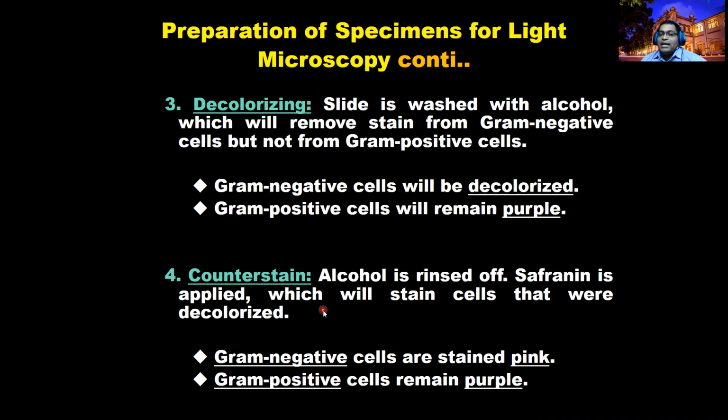If you are adding the safranin, the cell that had the dye removed accepts the safranin. The gram positive remains purple, and the gram negative will stain pink. It is pink because safranin is pink. The negative will accept it, and the positive will not accept it because it is already colored purple. So the pink color is an indication of gram negative, and the purple is because of gram positive bacteria.